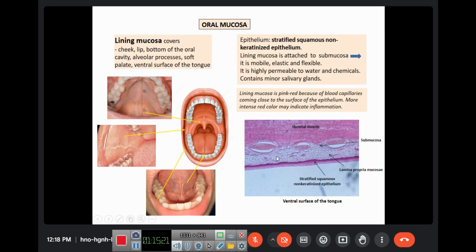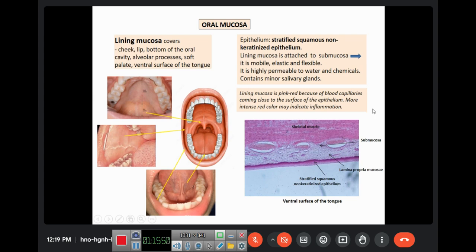Lamina muscularis mucosa is absent, and the lamina propria mucosa is continuous with no sharp border with submucosa. Submucosa is also loose connective tissue as the lamina propria mucosa, but in submucosa we can have very large blood vessels here. And submucosa connects mucosa to underlying skeletal muscle tissue in the tongue.